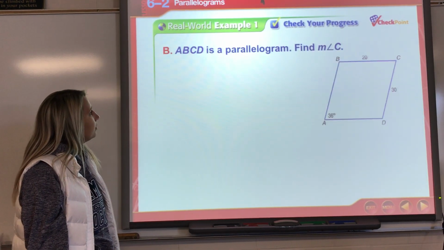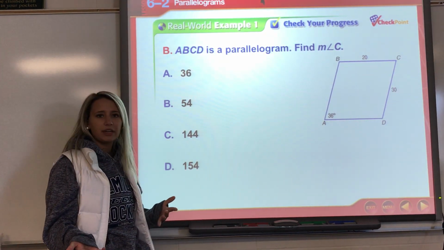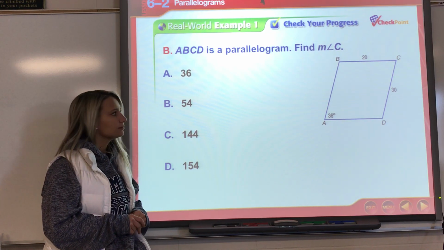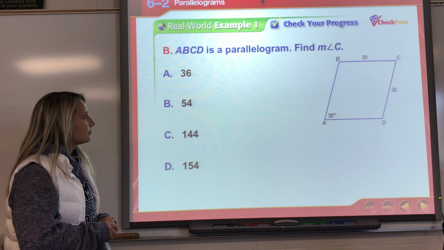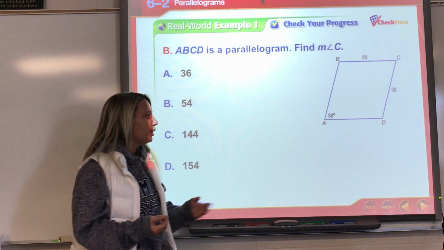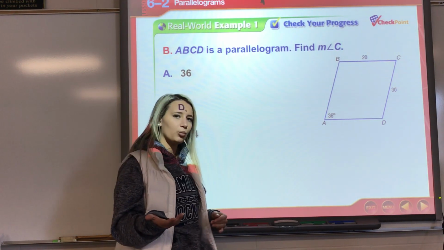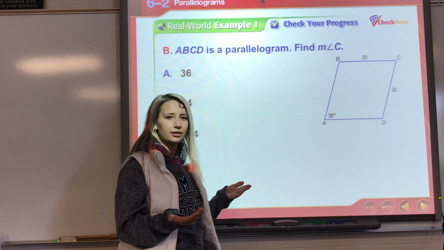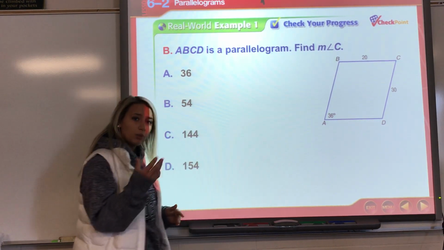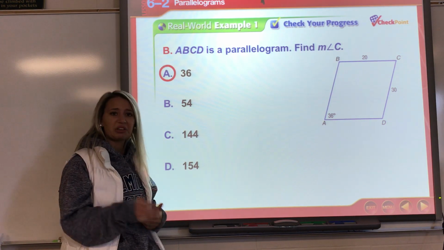Okay, same diagram. Still a parallelogram. Now we have to find the measure of angle C. So pause your video, think about this for a second. Okay, to find the measure of angle C, there's two different things that we could do. If we were given B or D, we could subtract that from 180 to find what the measure of angle C is, but we don't have those. But we do have its opposite angle, which it's congruent to. So the measure of angle C is 36.